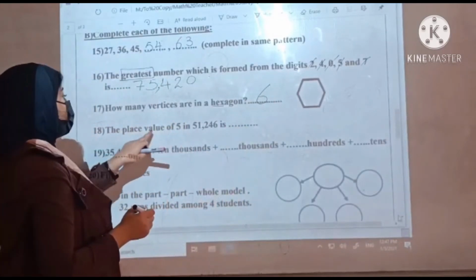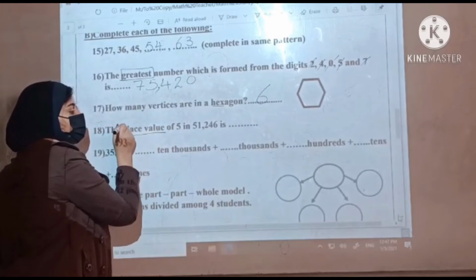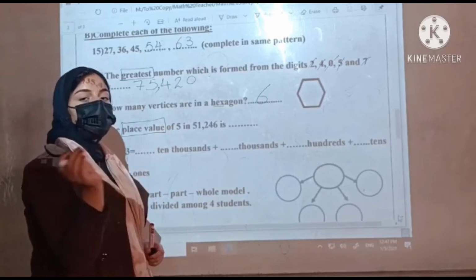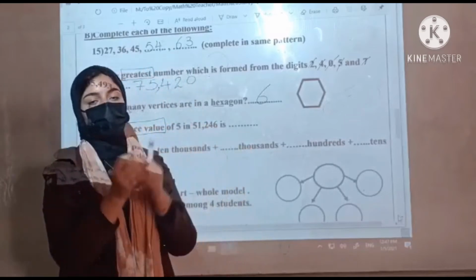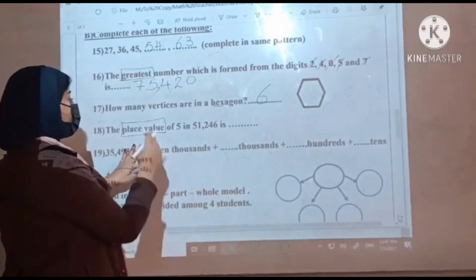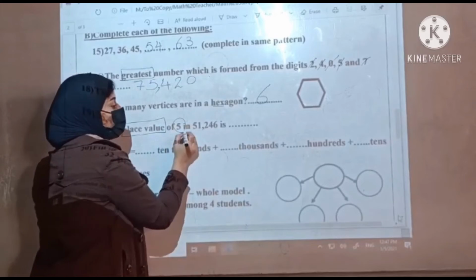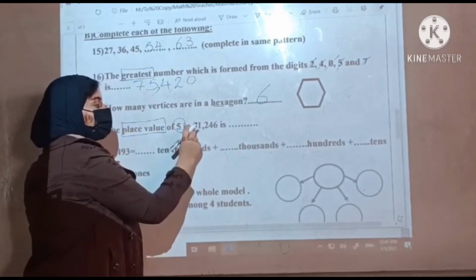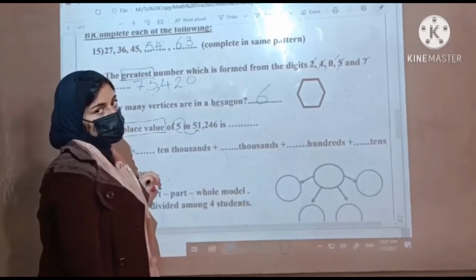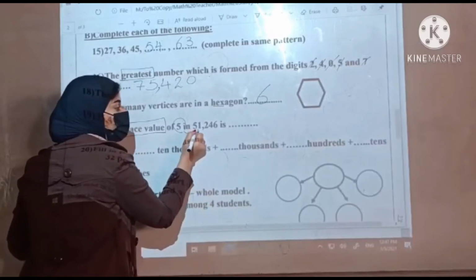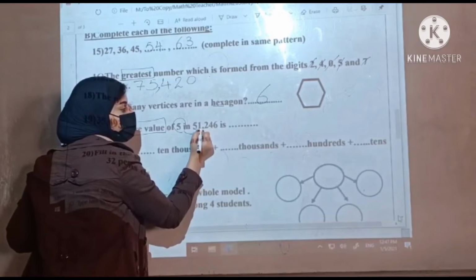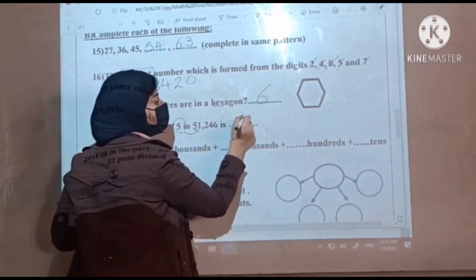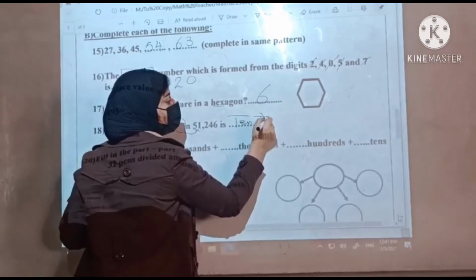Okay, here the place value. Junior 3, what's the meaning of place value? Place value means what? Yes, he wants the name of the home. So he wants the place value of 5 in the number 51,246. So what is the home of 5? Ones, tens, hundreds, thousands, 10,000. So I'm gonna write 10,000.